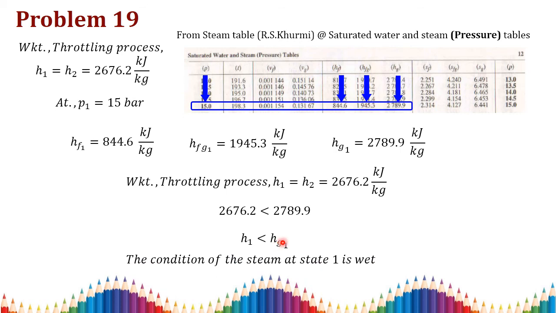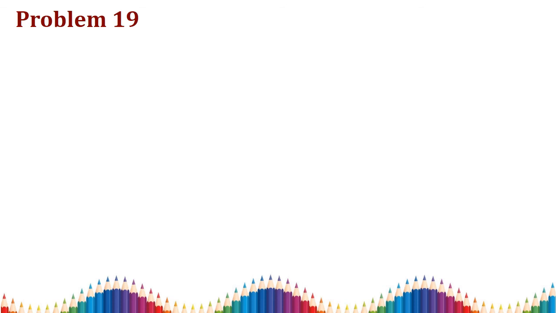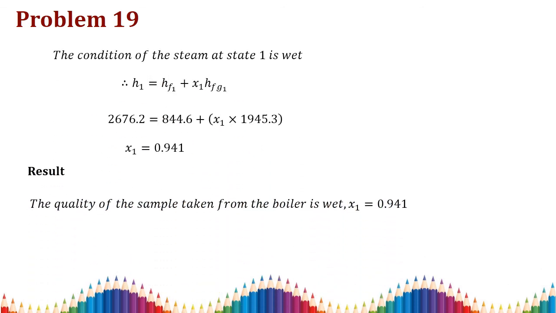Then you have to take out all the properties, Hf and Hfg. The condition of the steam at state 1 is wet, so H1 is equal to Hf1 plus x1 into Hfg1. With these values we can find the quality of the steam from the boiler. That is, at the initial condition x1 is equal to 0.941. The initial condition of the boiler steam is wet in this case.